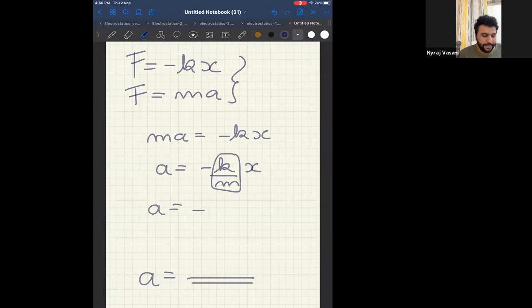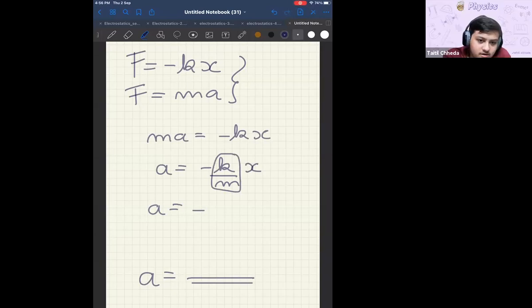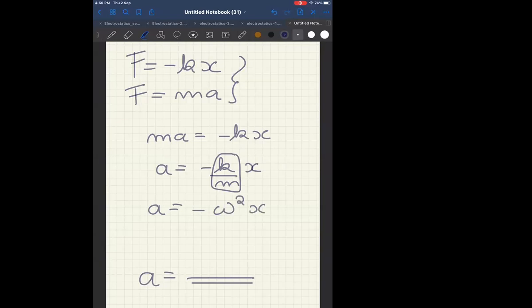Can you tell me what is k by m? Looking at some formula. Omega square. Check. Yes, it is omega square, sir.